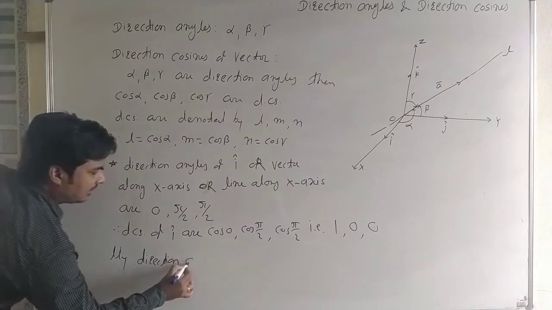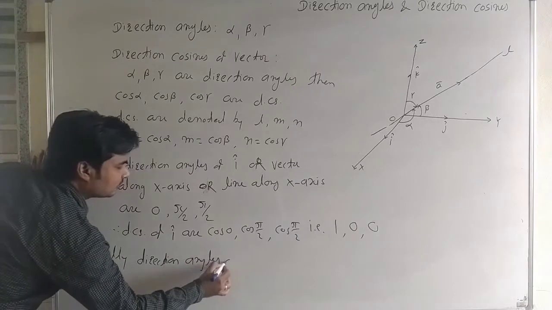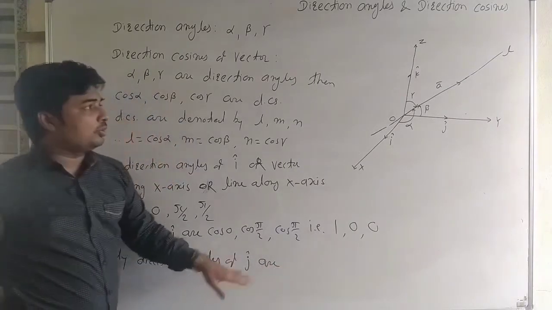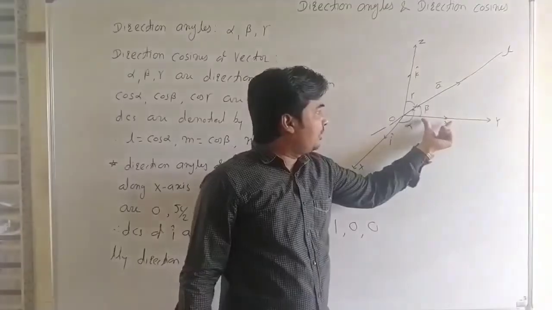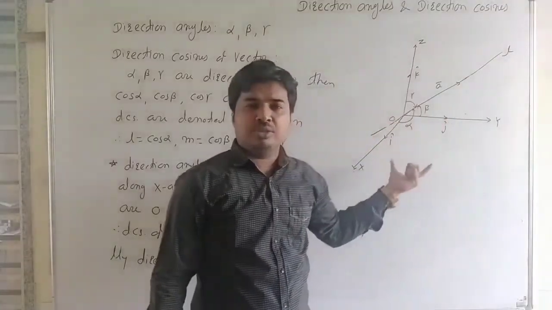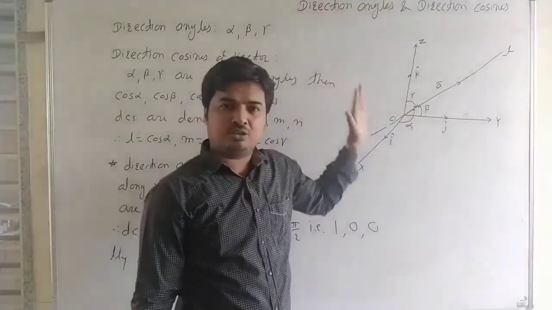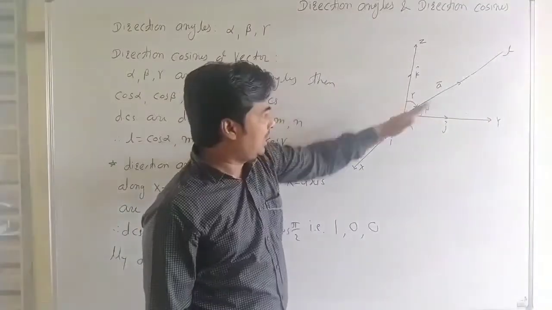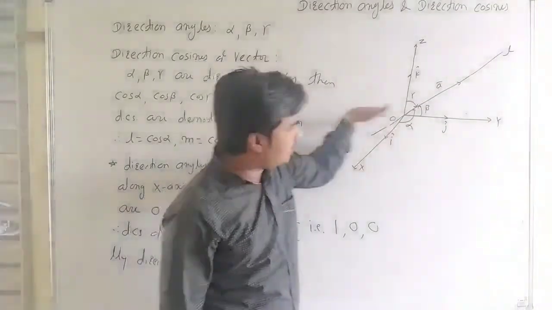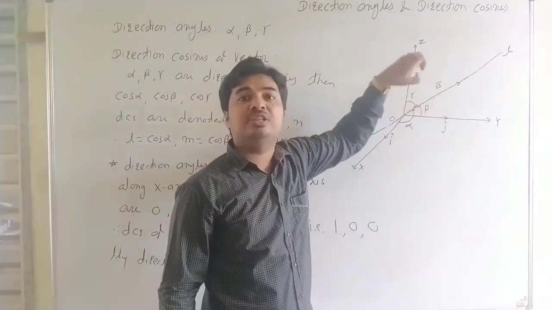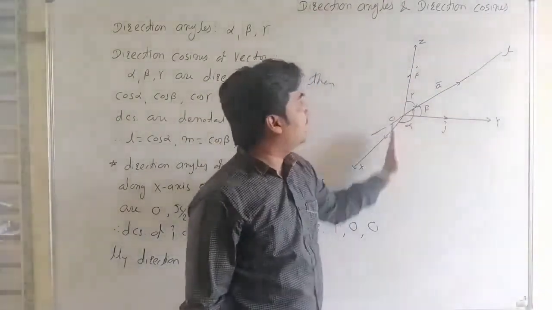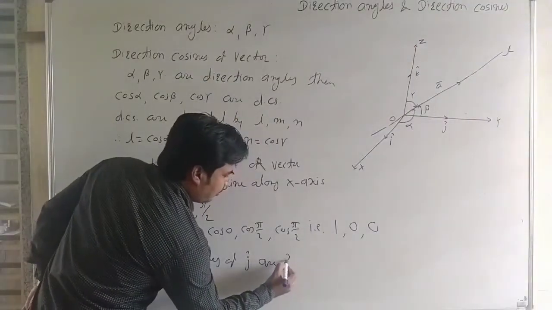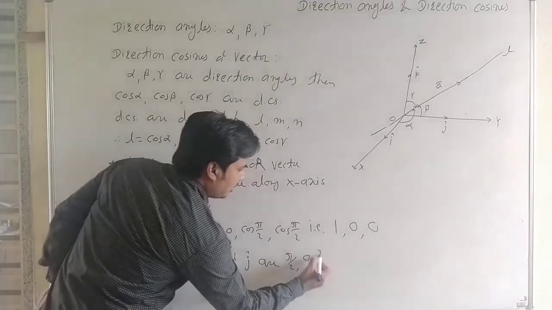Similarly, the direction angles of j cap. Direction angles mean the angles made by the vector with the positive direction of the x axis, y axis and z axis. Therefore the vector j cap makes an angle of 90 degrees with the x axis, 0 degree with the y axis, and 90 degrees with the z axis. Therefore it is pi by 2, 0 and pi by 2.